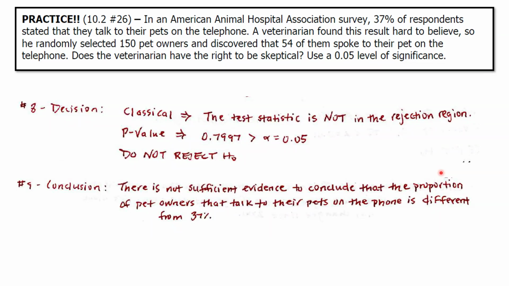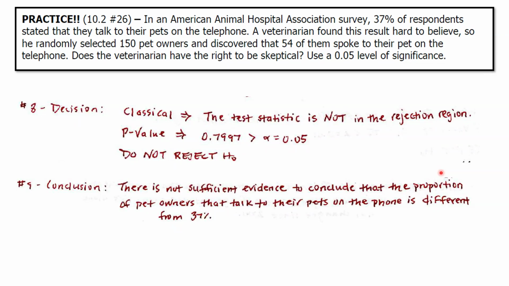So that's very close to the claimed 37%. Okay. And what was our verdict? Well, the vet does not have the right to be skeptical. The difference between 37 and 36% is so small that it's clearly just random variation.